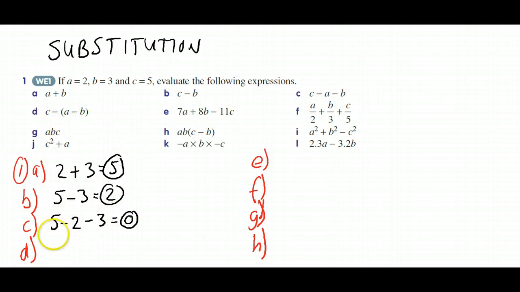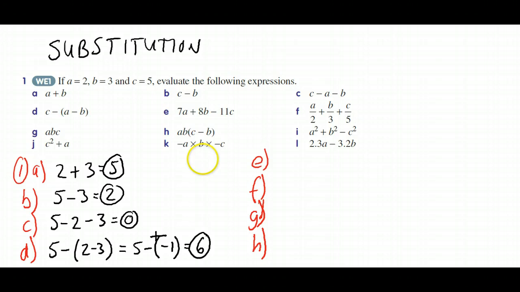In question d, we've got c minus (a minus b) in brackets. So if we replace the c with 5, and then in the brackets we put 2 minus 3, then BODMAS says do the brackets first, so we do inside the brackets and we end up with 2 minus 3 is negative 1. Now we've got 5 minus negative 1, so a minus and a minus becomes a plus, so it becomes 5 plus 1, which is 6.